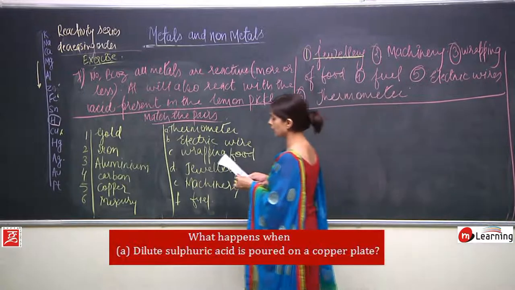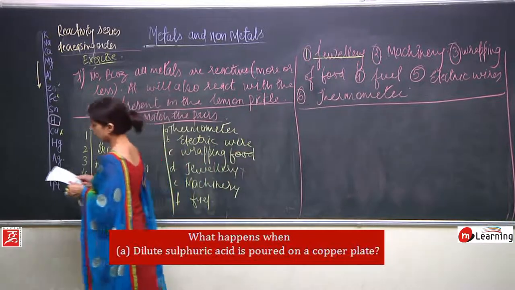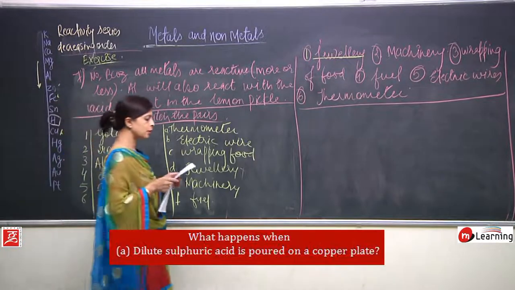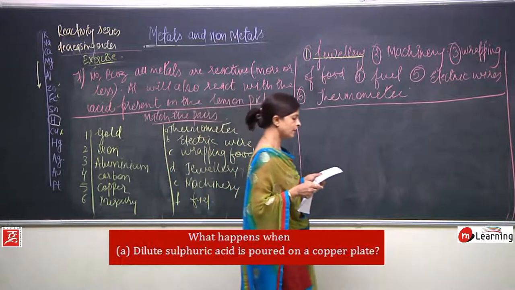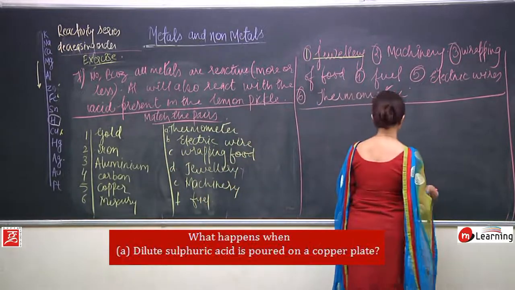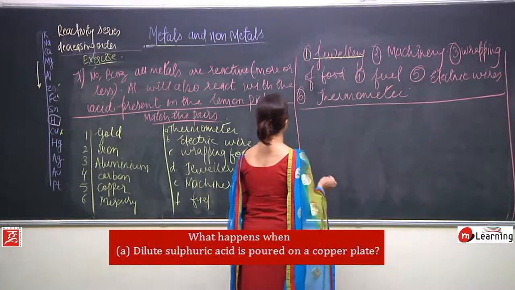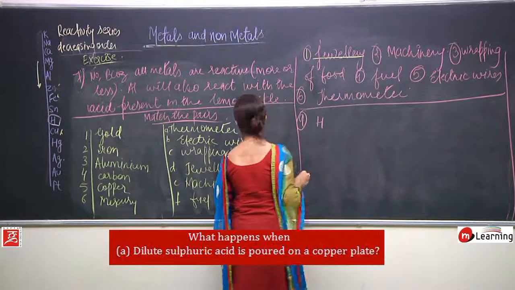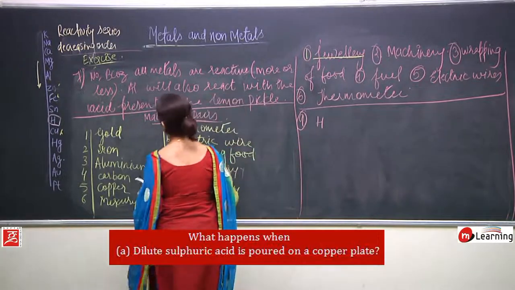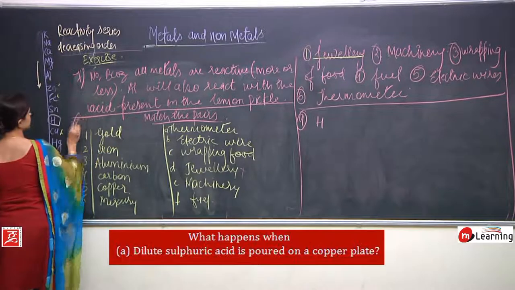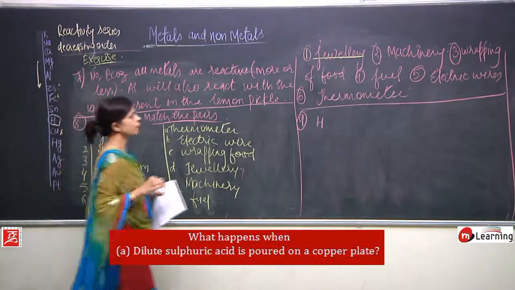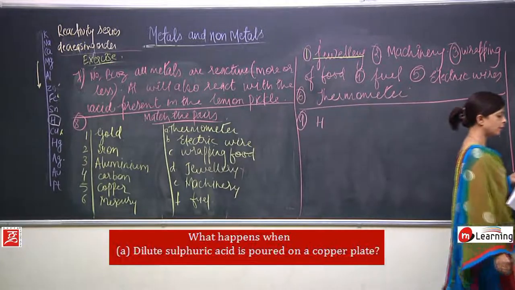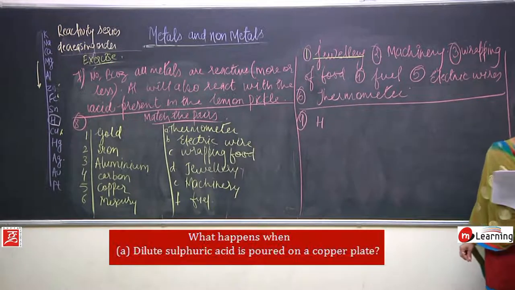what happens when? Okay, they are asking what happens when dilute sulfuric acid is poured on a copper plate. So I'll write, which question number is this? Ninth. This was eighth. Let me write the numbers. This was eighth. Now we are talking about the ninth. Now they are asking, dilute sulfuric acid is poured on a copper plate. So what will happen?